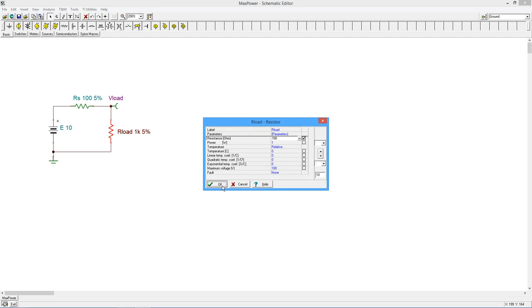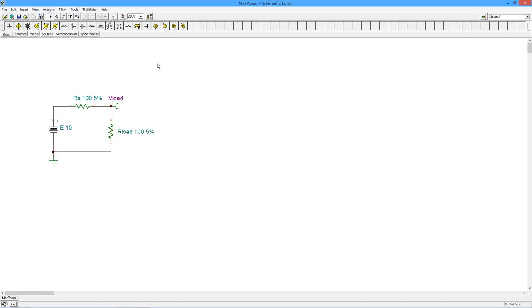Now, do you always want max power? No, because one of the problems is you only have 50% efficiency. If this works out to a quarter of a watt, that would also imply there would have to be a quarter of a watt here. If these are matched, it's a series loop. Same current, same resistance, I squared times R. This power is the same as this power. So this represents only half of the total power that's generated from the source. So you only have 50% efficiency.